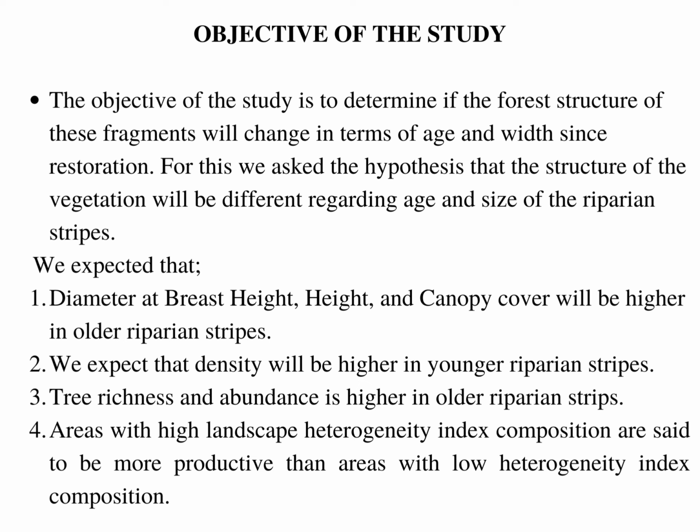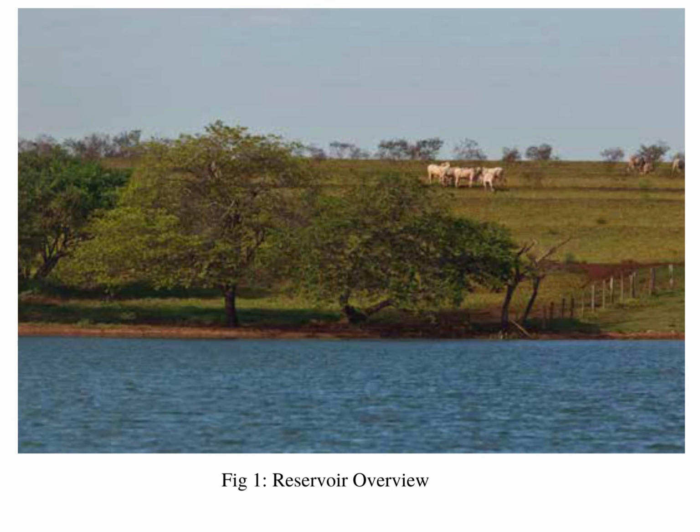So the hypothesis is that this structure is going to be different in terms of age. We expect the diameter at breast height and canopy cover to be higher in older stripes. Also, the density to be higher in the young stripes, and the tree richness and abundance to be higher in older stripes. Areas with high landscape heterogeneity tend to be more productive than those with a low index.